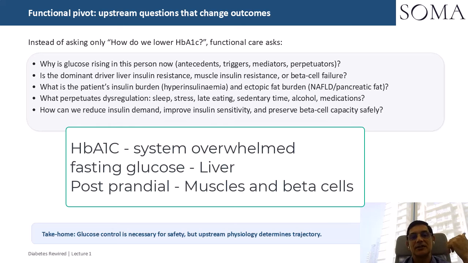So let us summarize this section 1 in one sentence. The conventional model focuses on glucose control, while functional medicine focuses on restoring metabolic regulation. That is why functional medicine is not alternative. It is upstream medicine. In the next session, we will expand this idea further by looking at diabetes as a true systems disease involving multiple organs communicating with each other continuously. See you in the next session.